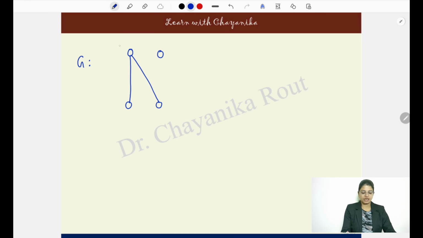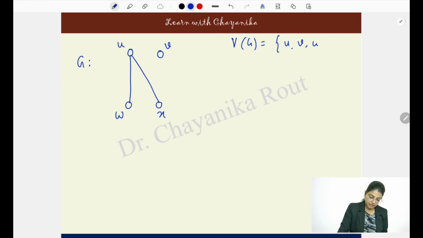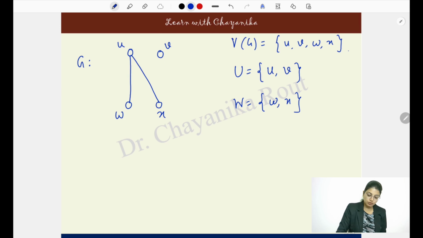Okay. Can I call this graph bipartite? See, here I have 4 vertices in total. The vertex set of the graph is the set containing U, V, W, X. I have divided the entire vertex set V(G) into 2 subsets, UV and WX. Both are non-empty, disjoint, and their union creates my V(G). So this is a partition of the vertex set into 2 partite sets, no doubt.